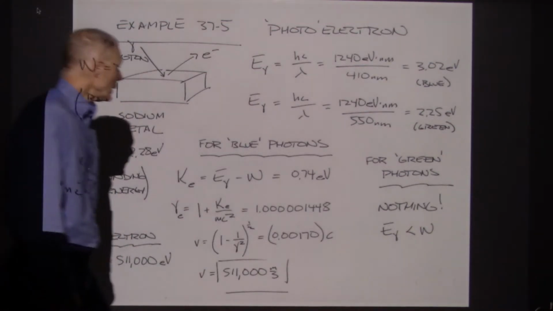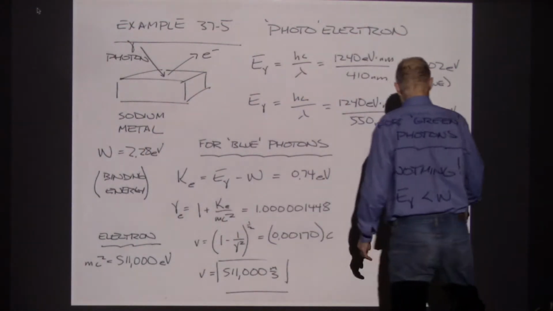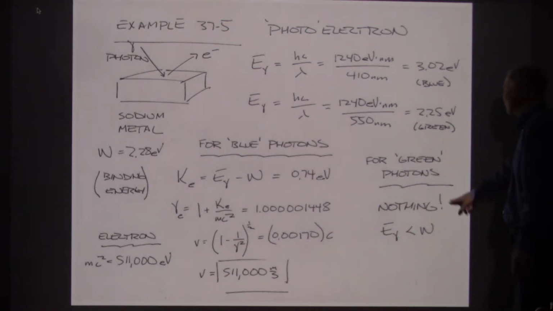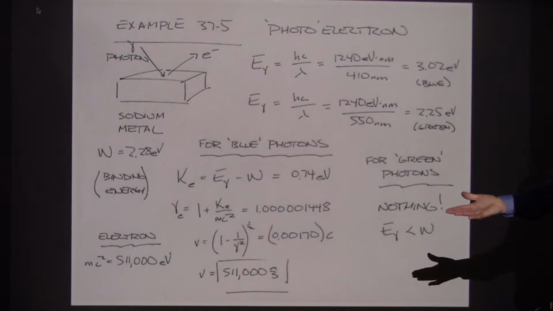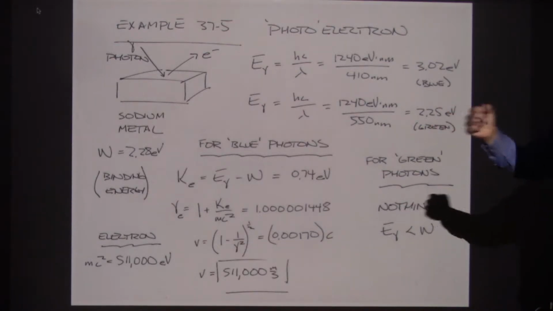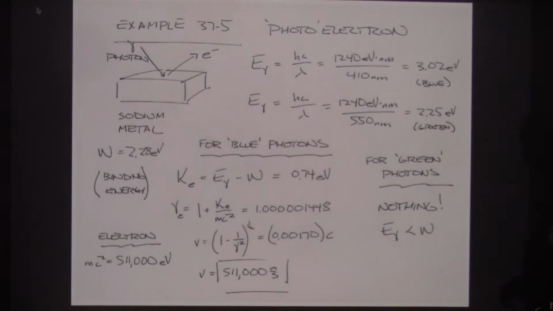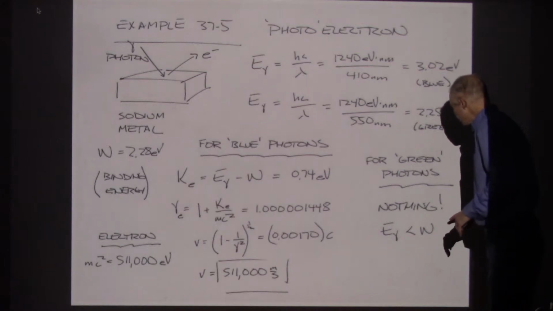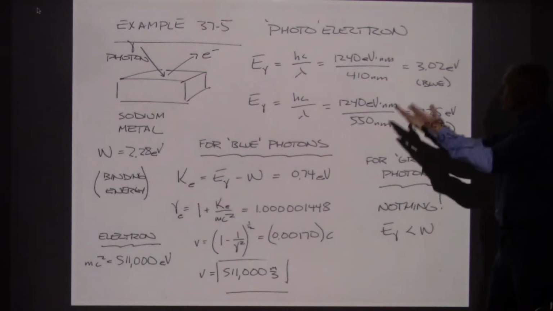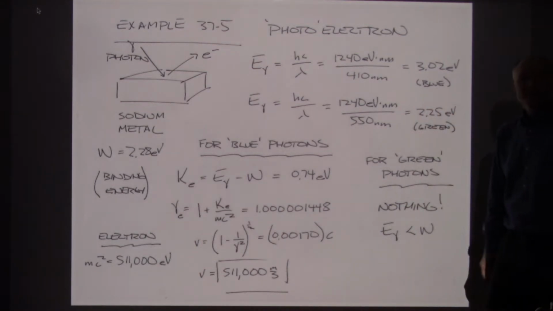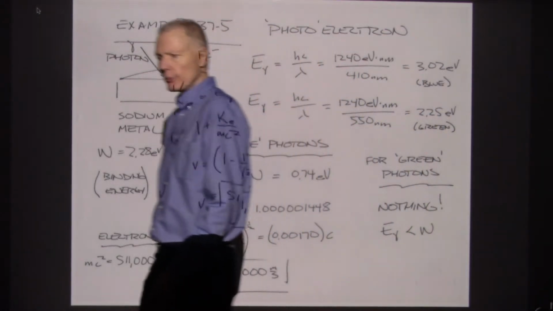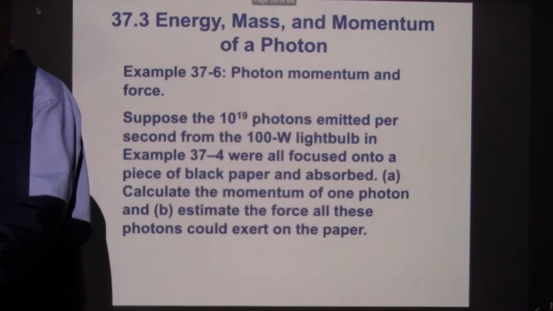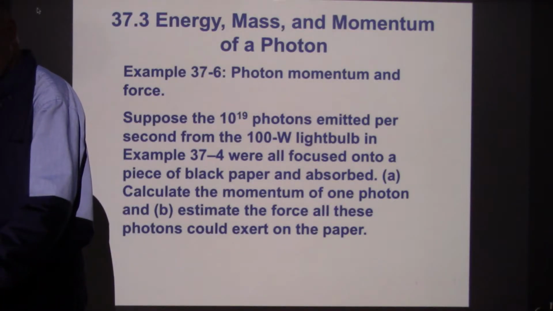Anyway, so what happens with the green photons? Well, I wrote nothing. I shouldn't have written nothing. The photons get absorbed. They are annihilated, so their energy goes into the metal surface, but the electrons aren't going to be leaving the surface. We're not going to see a photoelectric effect with this. Okay. All right, so that's how the photoelectric effect works.